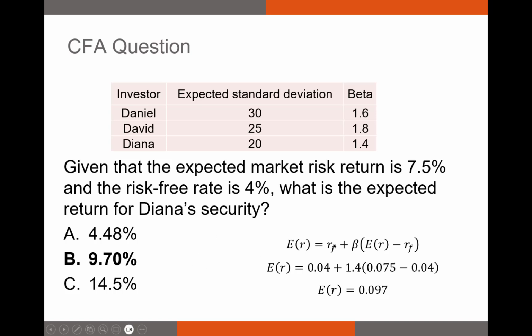We start off with the CAPM, or the model form of the CAPM, and we plug in our risk-free rate, which is 4%. We know Diana's beta is 1.4, so that goes right there. And then our market risk premium is just our market return, or as the CFA would call it, the market risk return of 7.5%, minus 0.04. And this entire thing, inside the parentheses, is our market risk premium. So what we get is 9.7%.